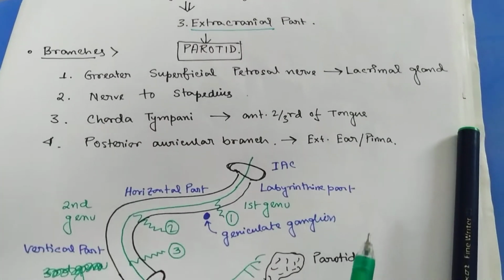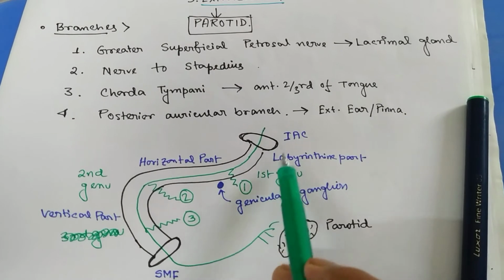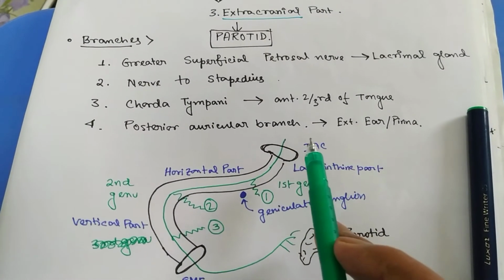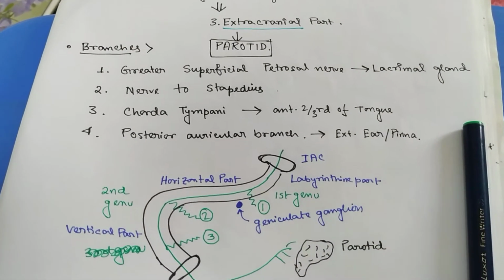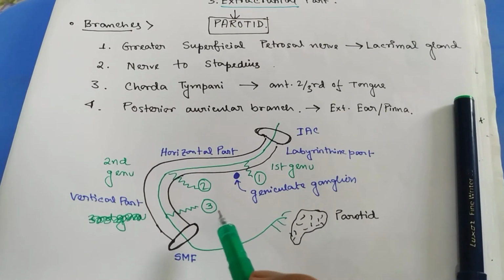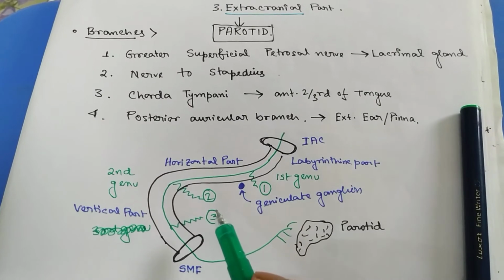So this is a very simple diagram for facial nerve. Suppose this is the internal acoustic canal and this is the stylomastoid foramen. Facial nerve enters the ear through this internal acoustic canal and comes out of the ear through this stylomastoid foramen. And inside the ear it passes through a bony canal called facial nerve canal or fallopian canal.